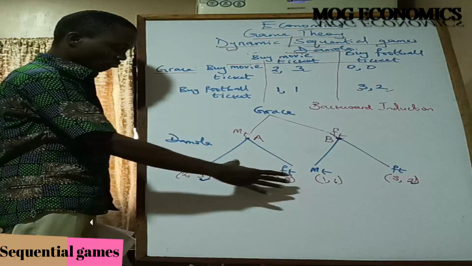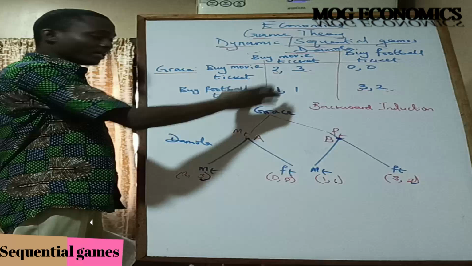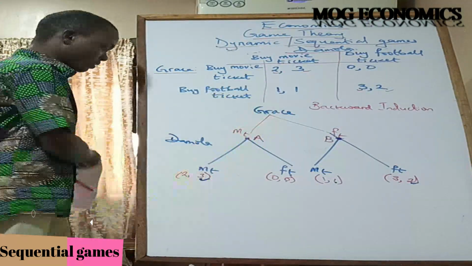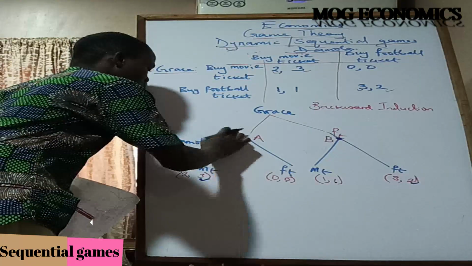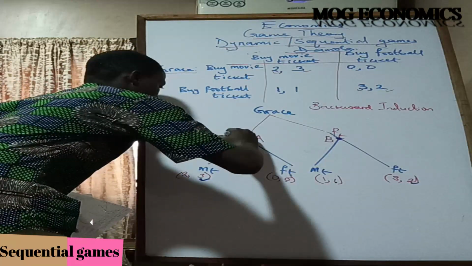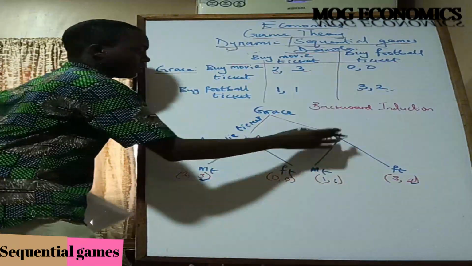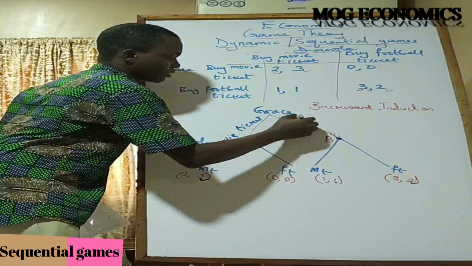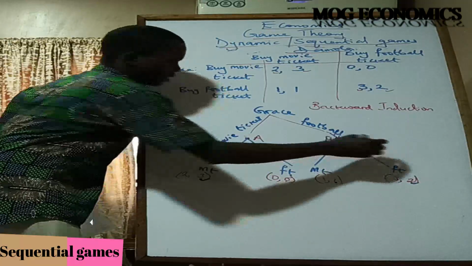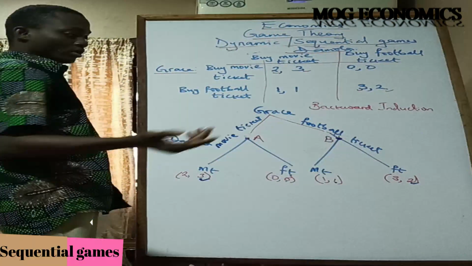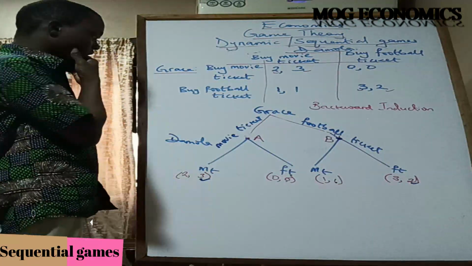Now since Damola has chosen a way to respond to this, what then will Grace do? Remember that all of these paths are Grace buying a movie ticket. I believe you understand what I'm saying. And all of these paths are Grace buying a football ticket. So Grace is also a rational person who wants to maximize her benefits. So Grace will now look at it.